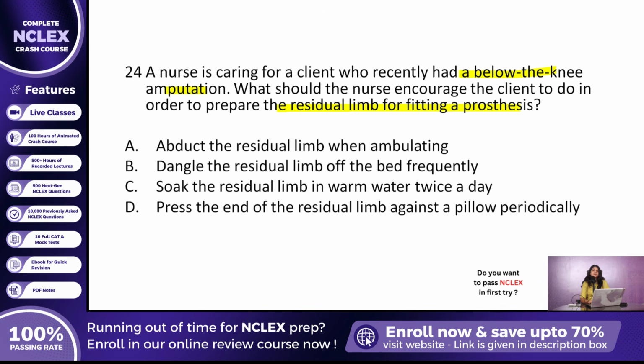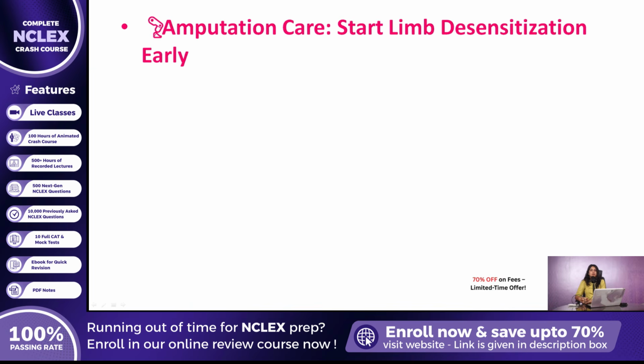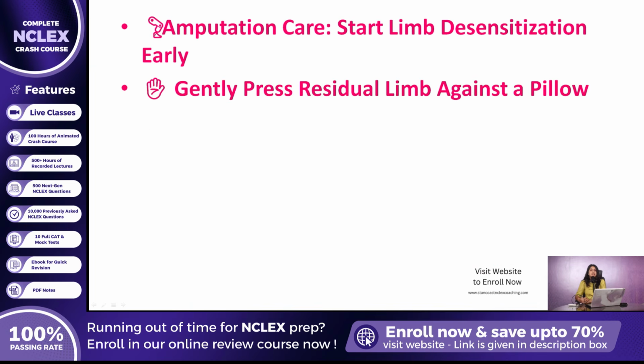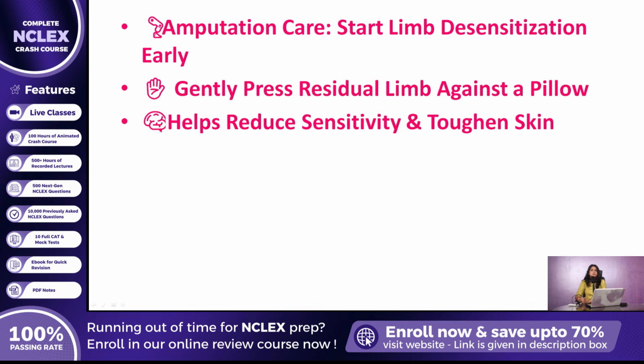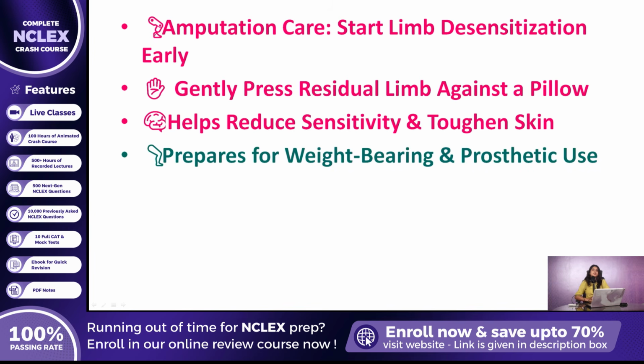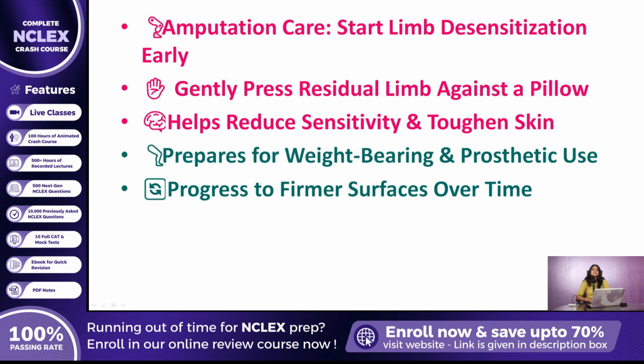Among these choices, the most appropriate response is Option D. Press the end of the residual limb against a pillow periodically. This is the correct intervention because applying gentle pressure to the end of the residual limb on a soft surface like a pillow helps initiate the desensitization process and promotes gradual limb toughening. This prepares the site for weight-bearing and eventual prosthetic use. Over time, the client can progress to firmer surfaces as tolerated, which helps reduce sensitivity and improves comfort when the prosthesis is eventually applied. This early desensitization strategy is a key part of rehabilitation following an amputation.